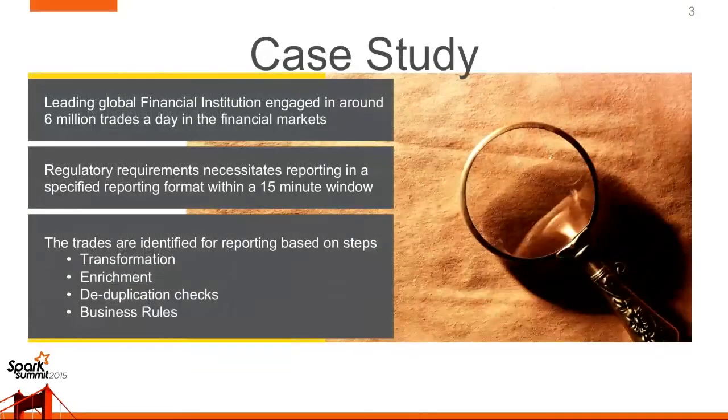So to give a deep dive into the case study, I already told you about the regulatory report that we were talking about. But most of these reports basically go through four main things: a transformation process, an enrichment process, a deduplication, and a set of business rules which validate whether the trade is valid or not.